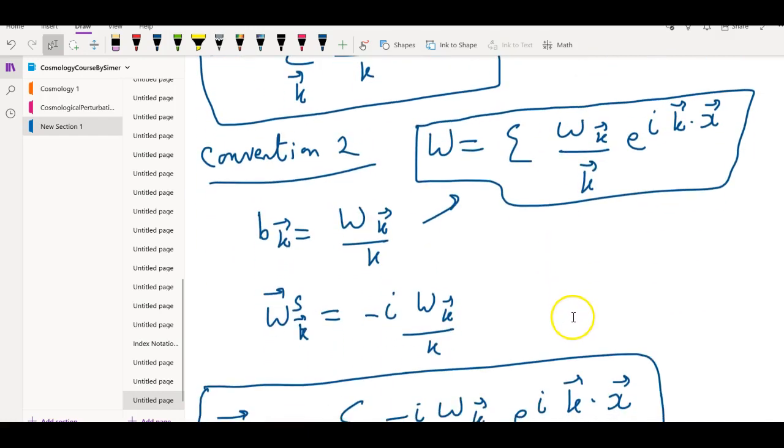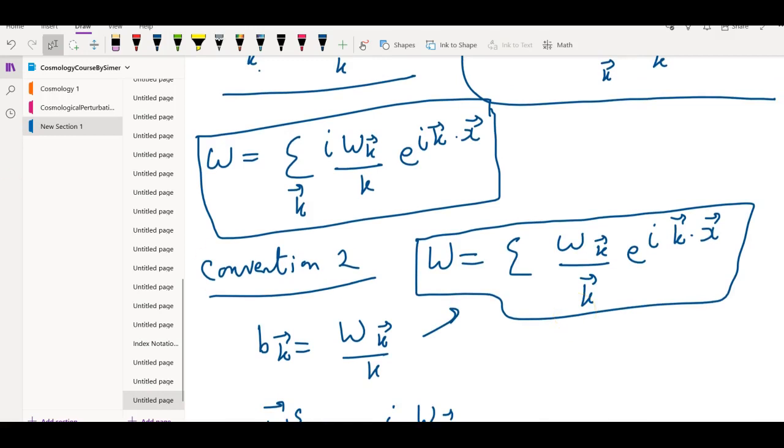So we will follow this convention 2. Convention 1 is followed by Dodelson in his textbook. Convention 2 is followed by the Liddle and Lyth textbook, and also by the Helsinki course on cosmological perturbation, which is published online on their website. They are also following convention 2. So I would also follow convention 2, and any scalar which is derived from a vector will be expanded using this convention.